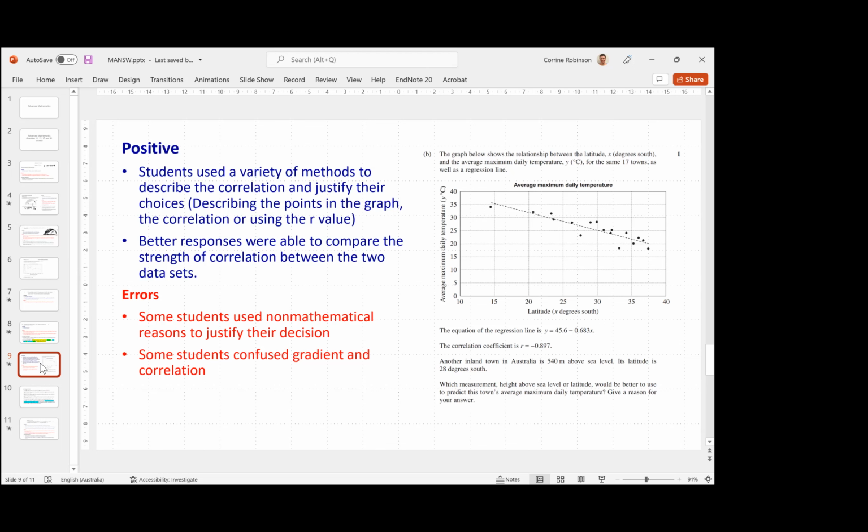And again, in this question, there was some confusion between gradient and correlation. Were they talking about the gradient, or were they talking about the correlation? That really needed to be clear, because the gradient won't be a reason to choose one or the other.